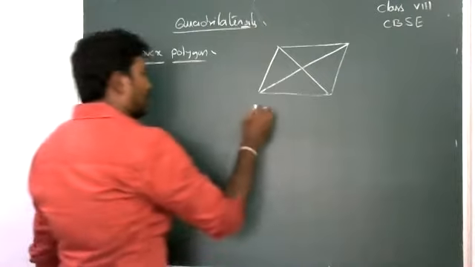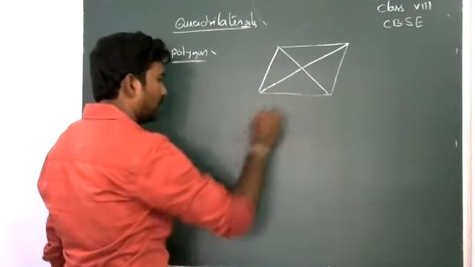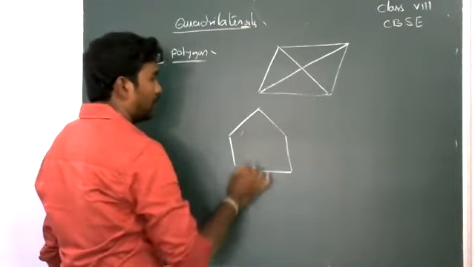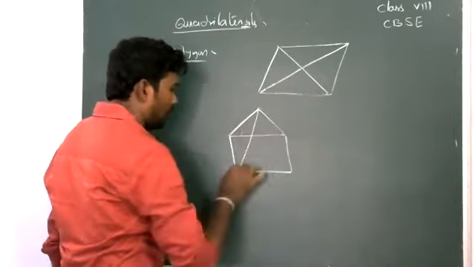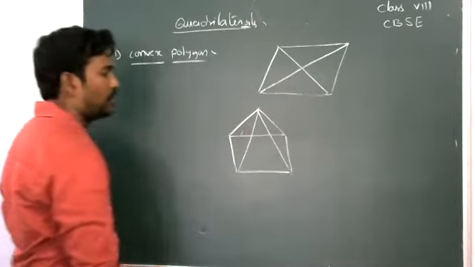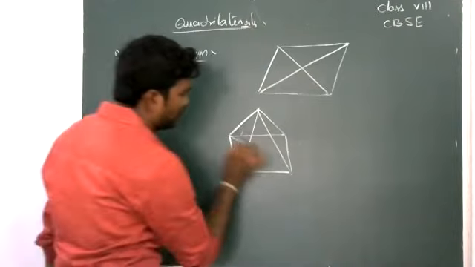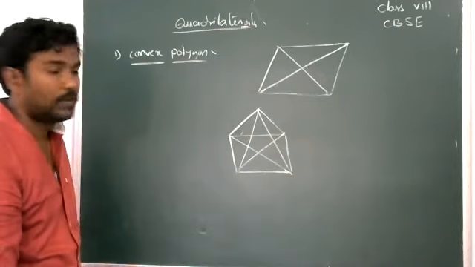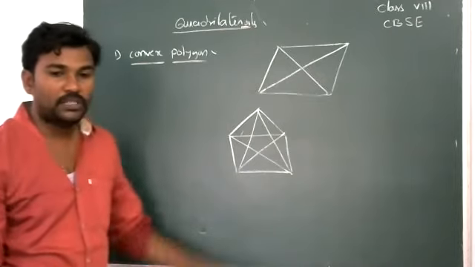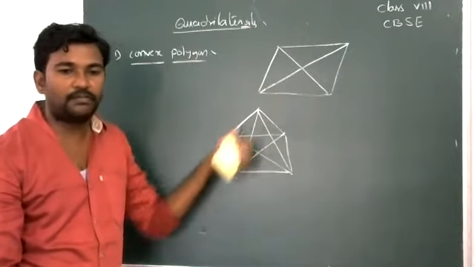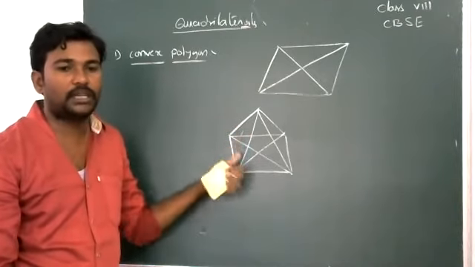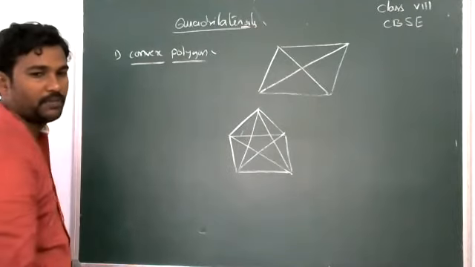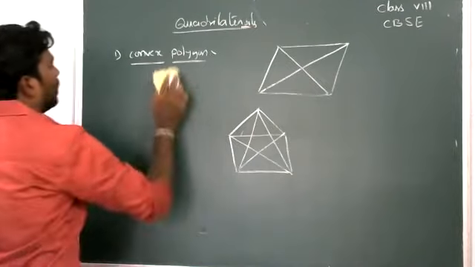Suppose here you construct one more thing, a pentagon. Here it is possible to construct 5 diagonals, no problem. Then all these diagonals should be in the interior of this polygon. Then those polygons are called convex polygons. Then comes the concave polygons.